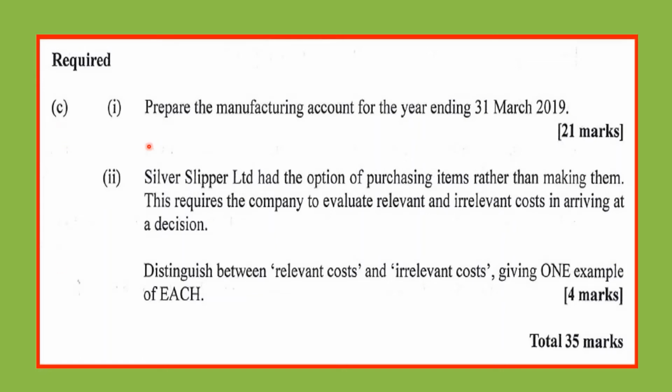Okay, there's another part C, that requires us to do something else. Silver Slipper had the option of purchasing items rather than making them. This requires the company to evaluate relevant and irrelevant costs in arriving at a decision. Distinguish between relevant costs and irrelevant costs, giving one example of each. Okay, so we will look next at part 2.